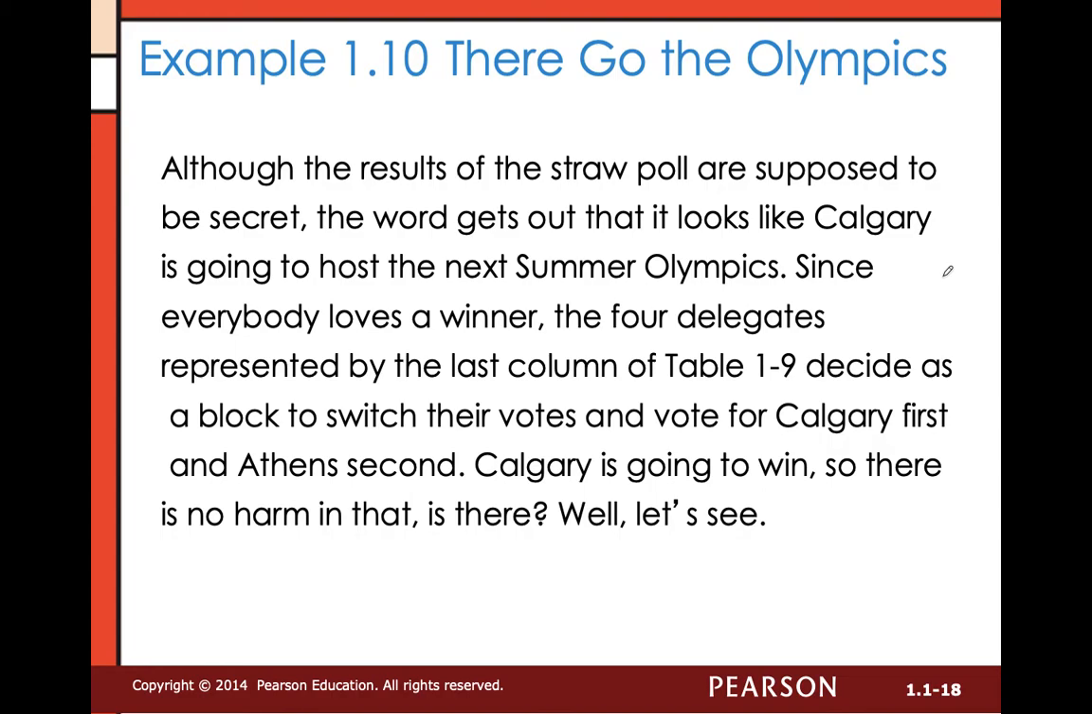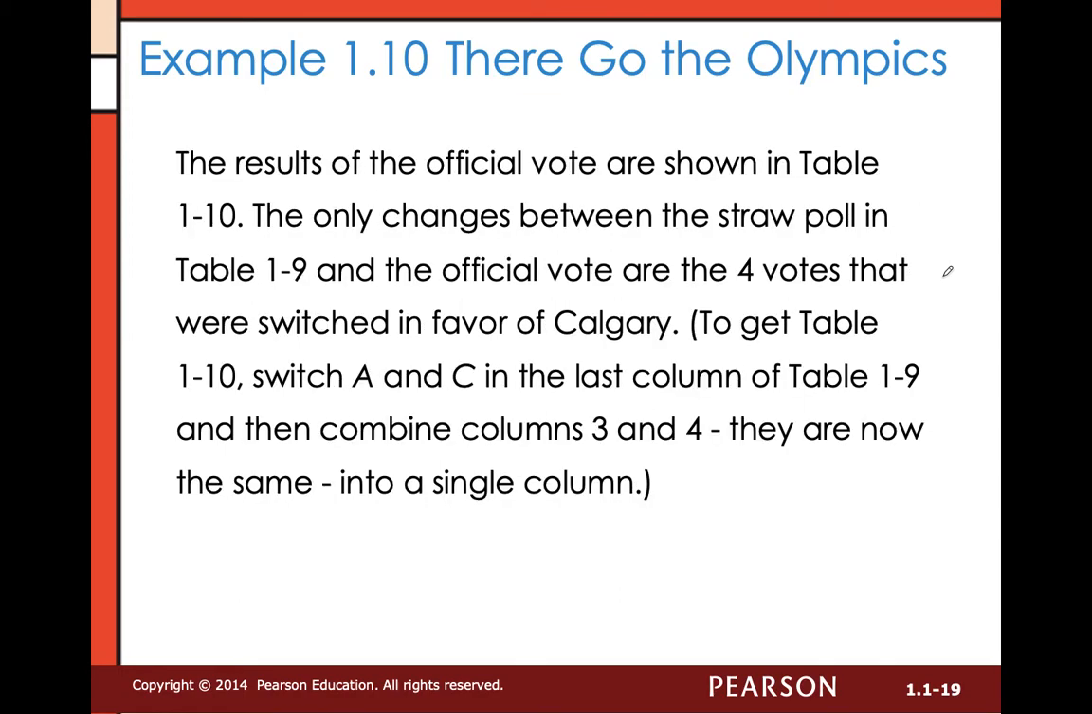Although the results of the straw poll are supposed to be a secret, word gets out that it looks like Calgary is going to host the next Summer Olympics. And since everybody loves a winner, the 4 delegates represented by the last column decide as a block to switch their votes and vote for Calgary first and Athens second. Calgary is going to win, so there's no harm in that, right? Well, let's see. The results of the official vote are now going to be shown in the next table.